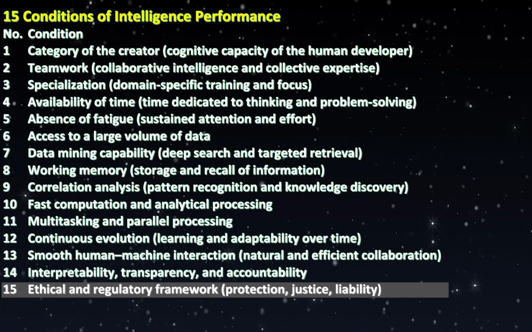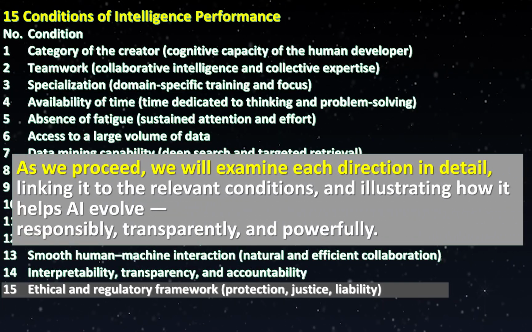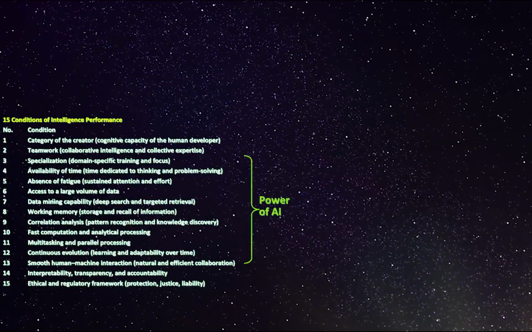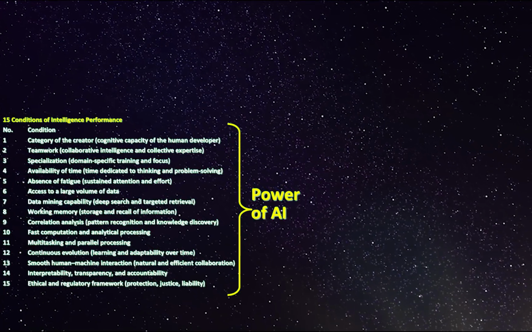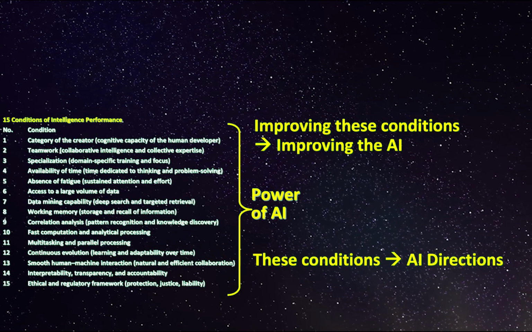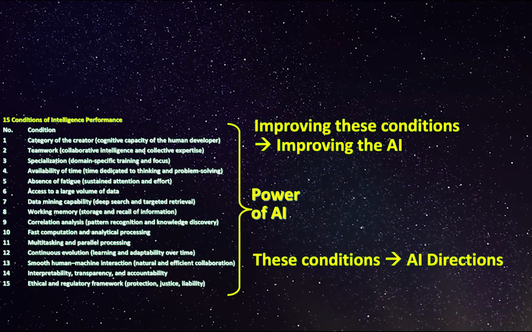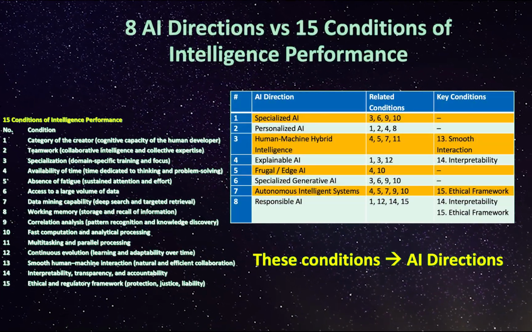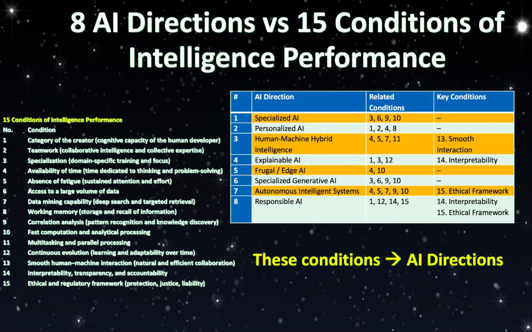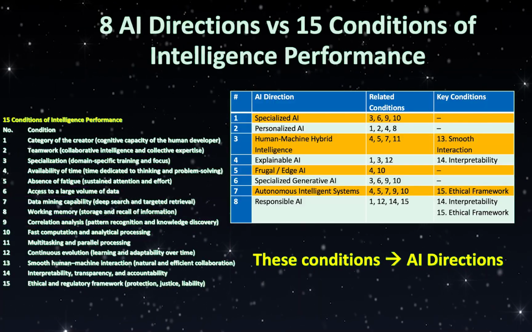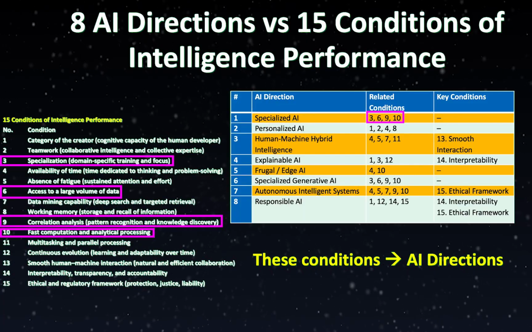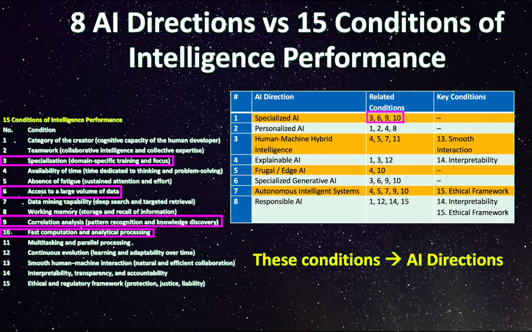Understanding these conditions is not just a theoretical exercise. It is the foundation for guiding AI development. To demonstrate this, we map these conditions to 8 strategic directions in modern AI research and applications. Each direction reflects how AI leverages or still struggles with certain performance factors. For instance, specialized AI aligns with conditions like specialization, access to large volumes of data, and fast computation. It focuses on solving well-defined problems in narrow domains with high efficiency and accuracy.